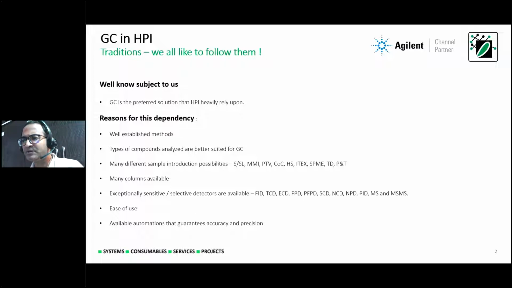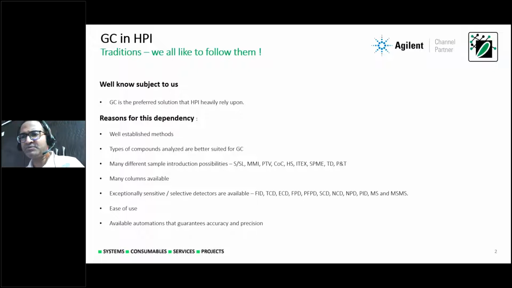Thermal desorption, which is a very widely used technique to do the VOCs analysis in air, is available, and so the HPI requirement actually is fulfilled. Purge and trap is once again available if somebody is looking for VOCs analysis in water, in soil, at a very low concentration. So typical inlets are available, and then typical sampling devices are also available, which are very well suited for our HPI industry analysis.